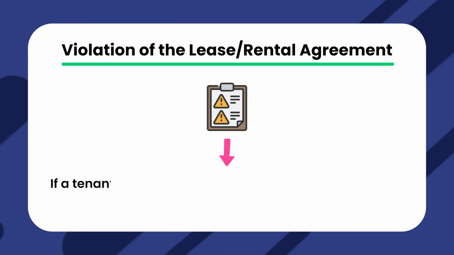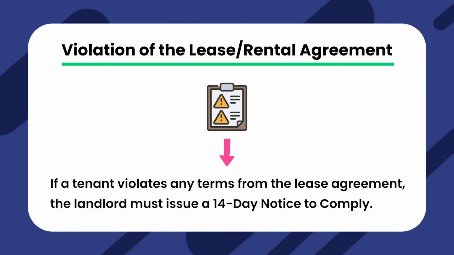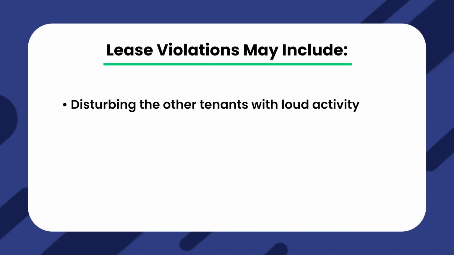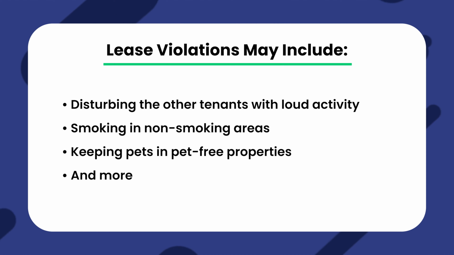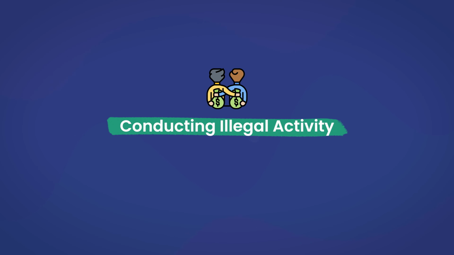Another reason is violation of the lease or rental agreement. The rental lease agreement has to be upheld by both the tenant and the landlord for the entire duration of the rental period. Agreements may vary from tenant to tenant, of course, but if a tenant violates any terms from the lease agreement, the landlord must issue a 14-day notice to comply. If the tenant resolves the issues on time, the eviction process does not continue. Lease violations may include disrupting the other tenants with loud activity, smoking in a non-smoking area, keeping pets in pet-free properties, and more. If the tenant fails to resolve the violations on time, then the landlord may continue with the eviction.